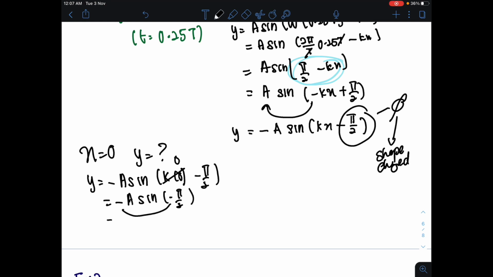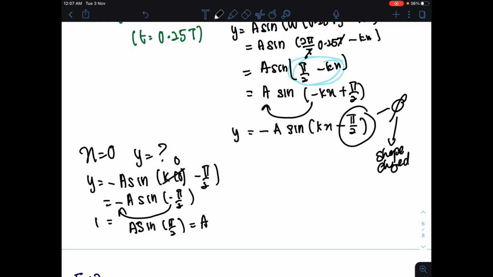Bawa negatif ni ke depan. Becomes negative positive. Negatif positif lah kan. Bawa negatif ni ke depan. So, saya dapat positive a sin pi over 2. Sin pi over 2 nilai dia 1. So, y is equals to a. When your x is equals to 0, your y is at a.